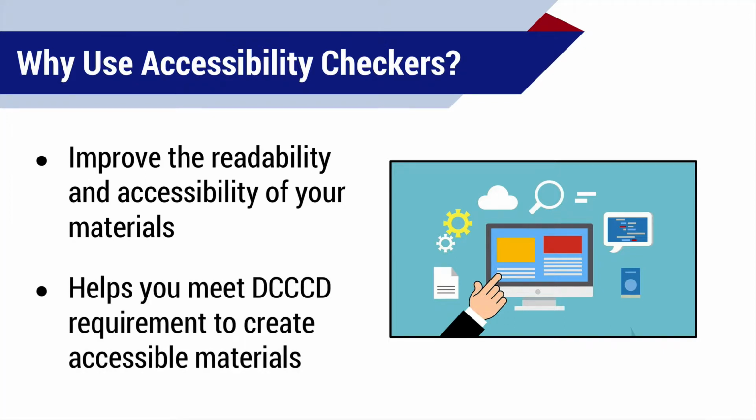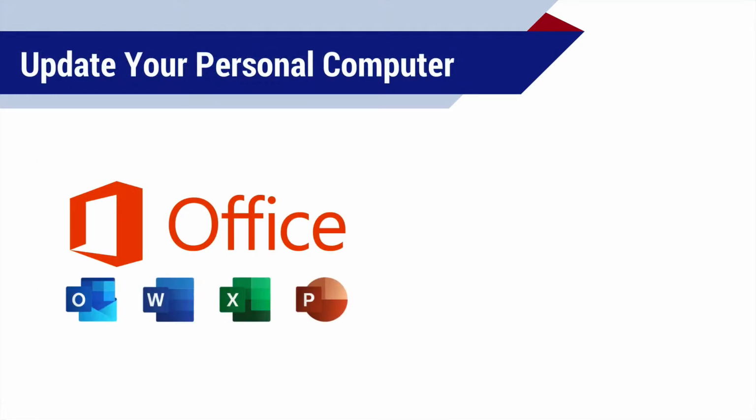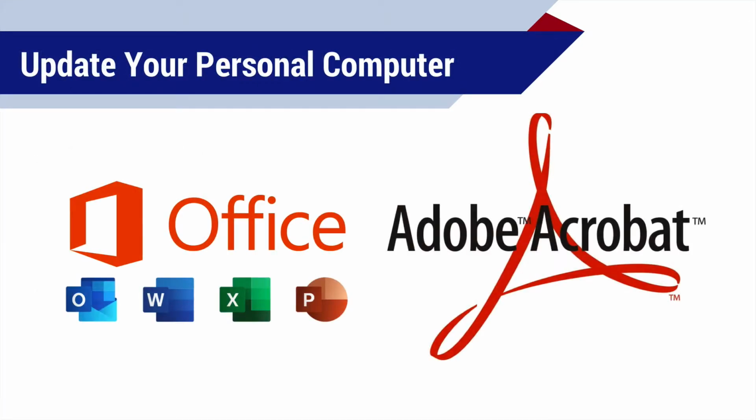Also, according to DCCCD's accessibility policy, all digital materials that are shared with students, employees, or the general public must be accessible. Accessibility checkers will make it much easier to identify and correct any issues so that you can meet this requirement.